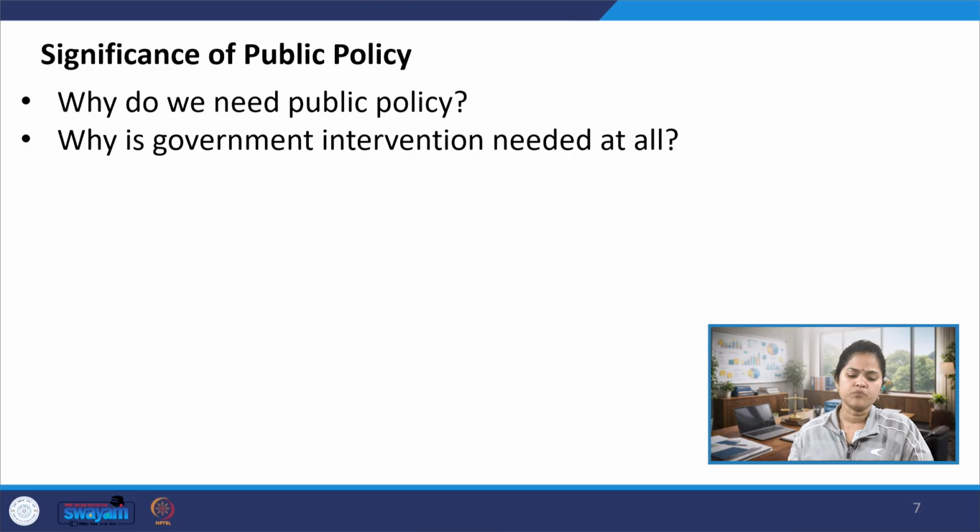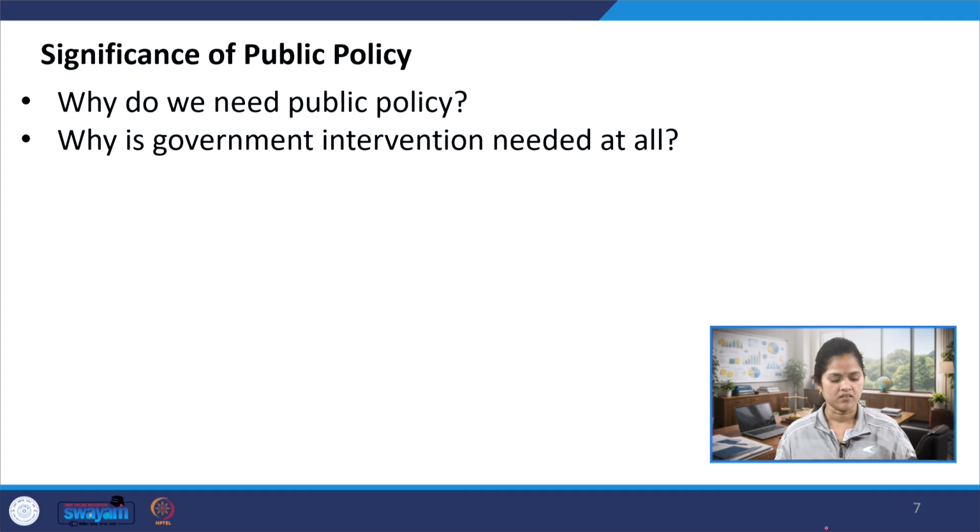Dye. So after understanding the scope of public policy, now we need to understand the significance of public policy, why at all we need to have public policy. In this context, basically we need to understand two specific questions. The first is, why do we need public policy? That will be explaining the significance of public policy. And the second question is, why is government intervention needed at all?